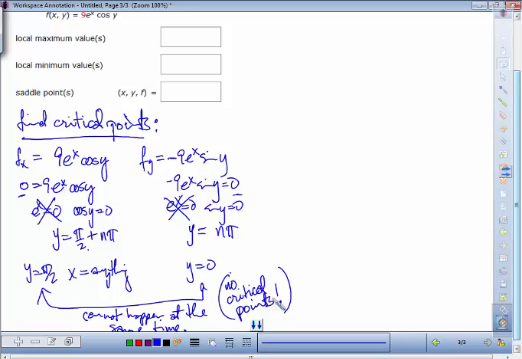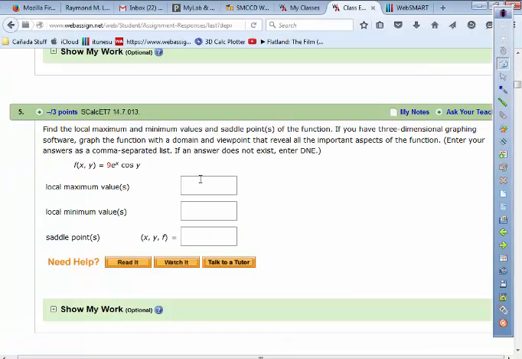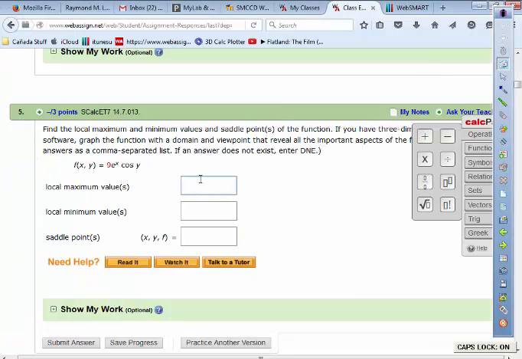Oh, that's what happens when you mess around with exponential functions and trig functions, and weird things happen. So if there's no critical points, then we're probably not going to see local max and mins and stuff. Let's see what the answer is. I'm supposed to put DNE if it doesn't exist, huh?